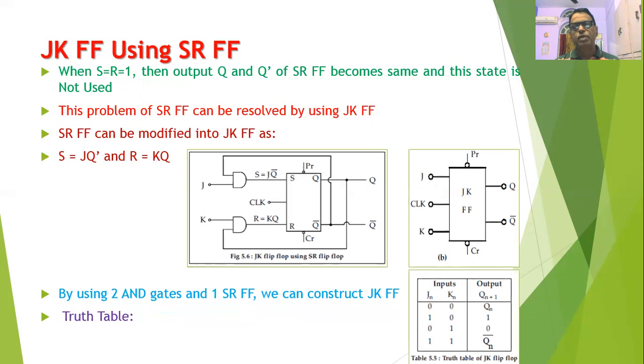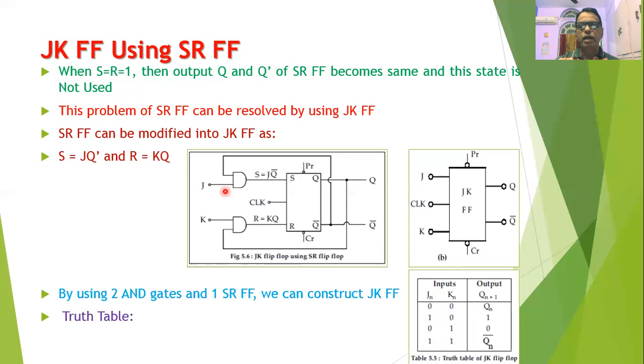When J is equal to 0 and K is equal to 0, then the output of both the AND gates will be equal to 0. And therefore, S will be equal to 0 and R will be equal to 0. According to the truth table of the SR flip-flop, there will be no change in the output of the flip-flop, that is, Qn plus 1 will be equal to the initial state Qn.